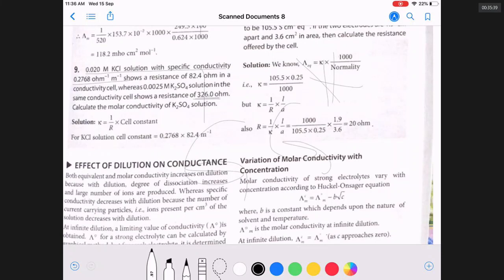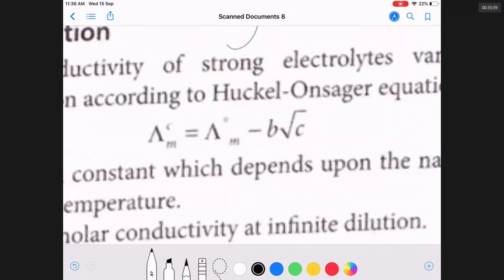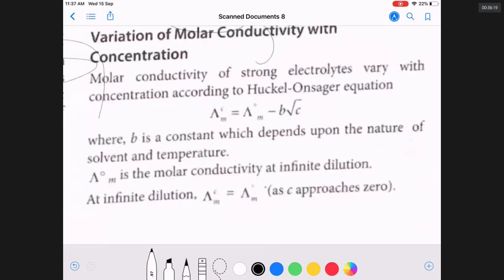I noticed that as I am adding water, molar conductance is increasing. The relation between molar conductance at concentration C and molar conductance at infinite dilution is given by the Debye-Huckel-Onsager law. The graph looks like y is equal to minus mx plus c, or molar conductance at concentration C is equal to molar conductance at infinite dilution minus B root C. A graph of molar conductance versus square root of C is a straight line with negative slope. That is the story so far. There can be problems based on this.